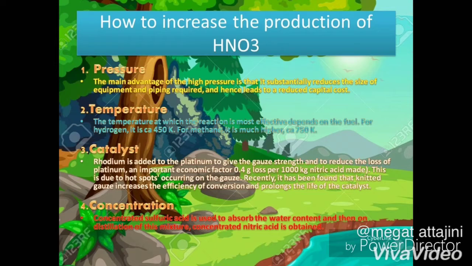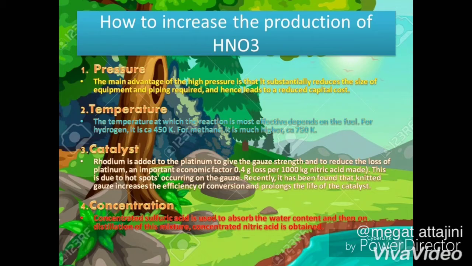The third factor is catalyst. The first catalyst is platinum and the second catalyst is rhodium. Rhodium is added to the platinum to give the gauze strength and to reduce the loss of platinum. An important economic factor is 0.4 gram loss per 1000 kg nitric acid made. This is due to hot spots occurring on the gauze. Recently, it has been found that the gauze increases the efficiency of conversion and prolongs the life of the catalyst.